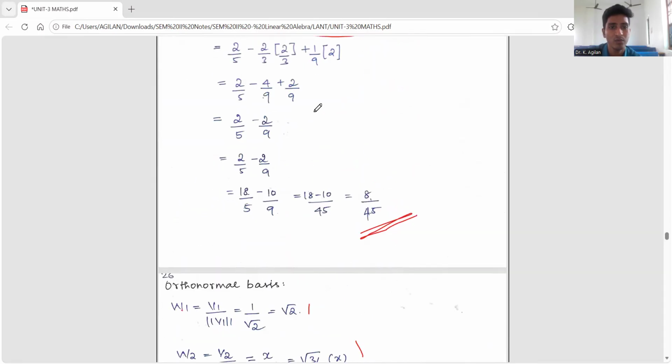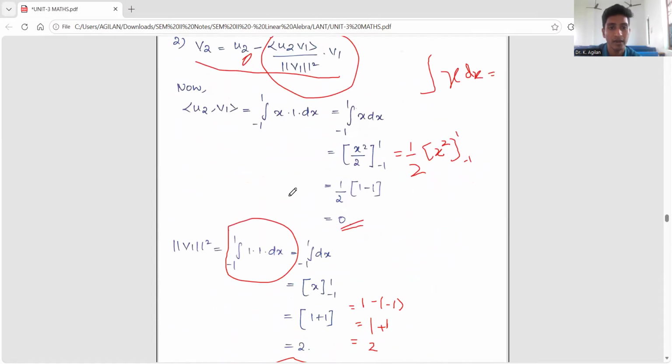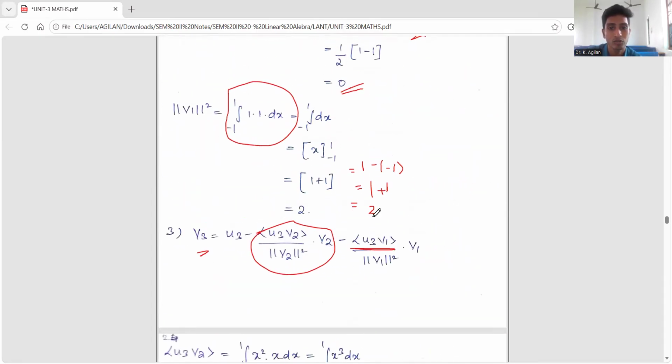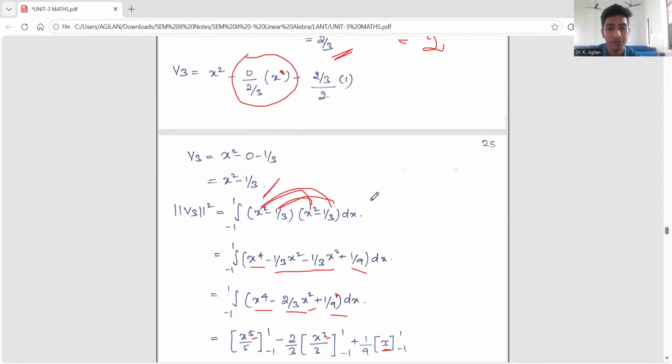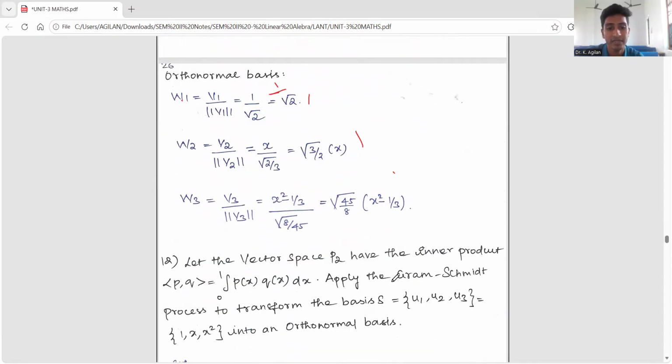So 1 divided by V1, where V1 is nothing but 1, divided by norm of V1, square root of 2, so 1 by square root of 2. Simple mistake. And x divided by square root of 2 by 3. So by cross multiplication, we can say square root of 2, then square root of 3 by 2 x, and square root of 45 by 8 x square.